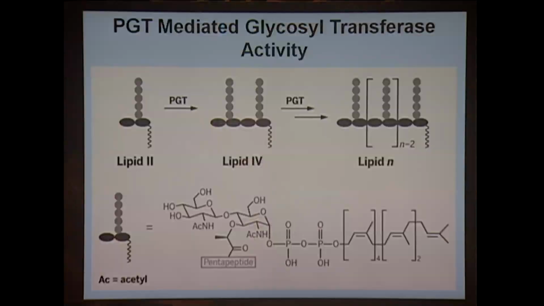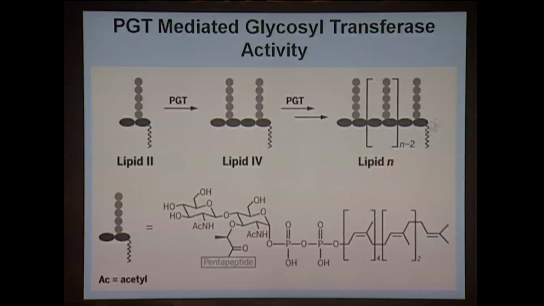Clear? Yes, sir. So, the transfer of the glycosyl group is a very important step, and this glycosyl transferase activity will lead to the formation of the first unit, which is lipid 2. I told you in this particular form it comes out of the membrane, then it gets into lipid 4, and then finally n number of residues will join to produce the long peptidoglycan unit or the peptidoglycan layer of the bacterial cell wall.